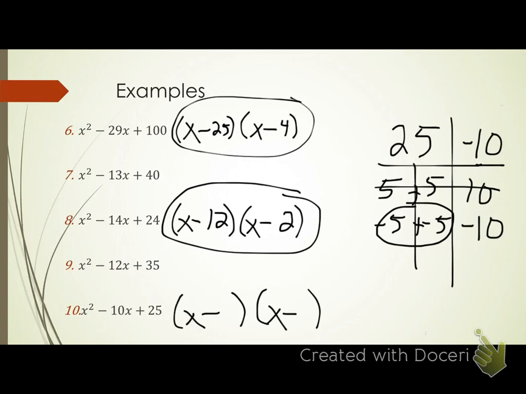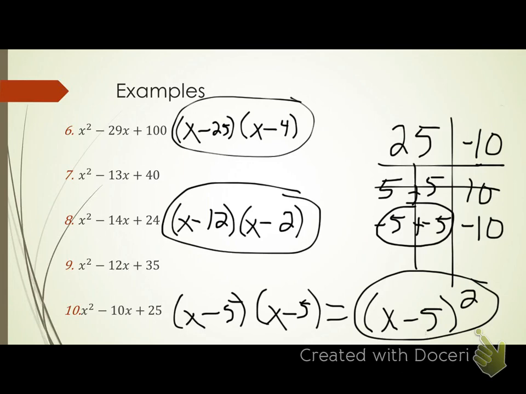And then they're both 5. There is another way I can write this, which is the way I would prefer you write it. Raise your hand and tell me how I can rewrite this. X minus 5 squared. Yes, if you have two of the same binomial being multiplied together, just write it as x minus 5 squared, or whatever the binomial is squared. Questions on that? No. We're good.